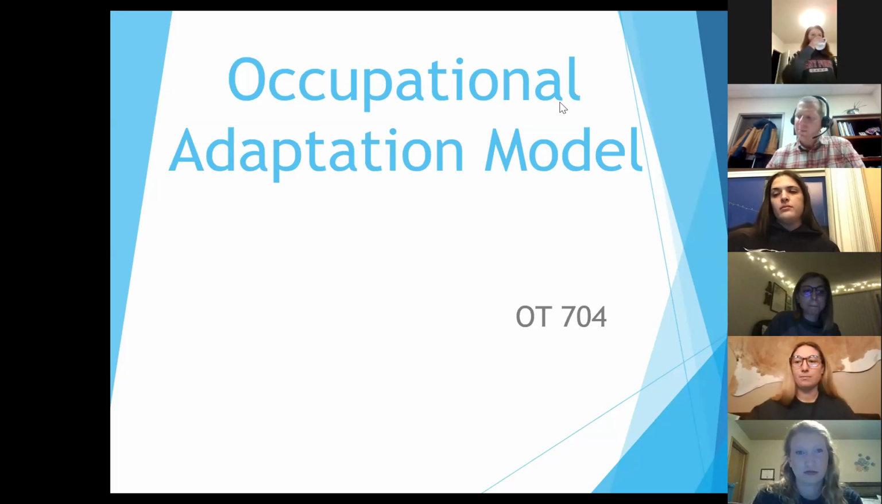We are going to get started with the occupational adaptation model. Yet another model that looks at occupation in person and the importance of environment.